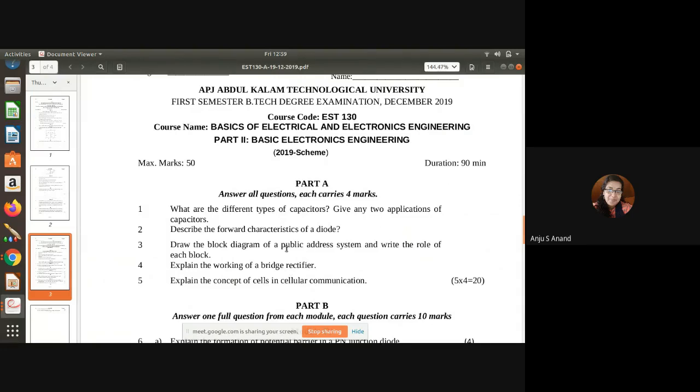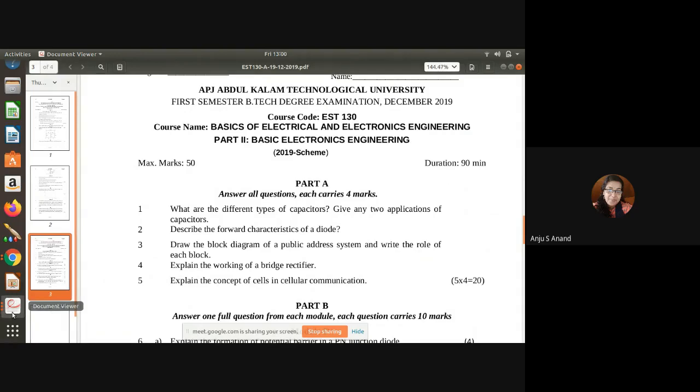Next question is from module 5. We have not discussed that one. This fourth one also is from module 5. We'll discuss it later. So the next, fifth one, is explain the concept of cells in cellular communication. And that is the question from module 6.